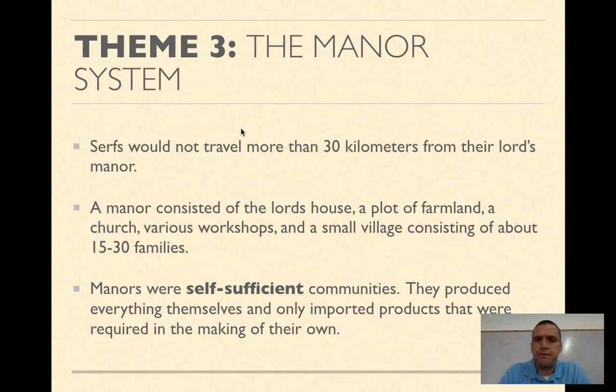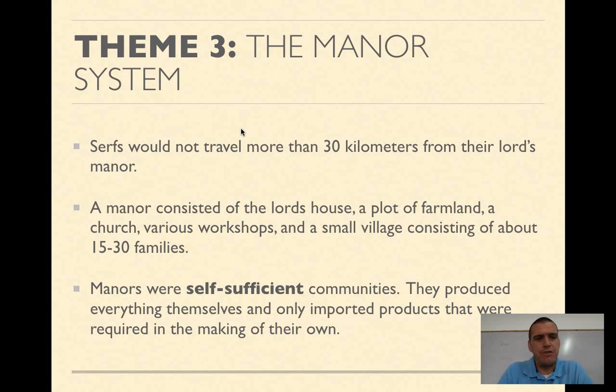A serf in his lifetime would never travel more than 30 kilometers from their lord's manor. So they were basically bound to the land. They would not go really anywhere. Your whole life as a serf would just be working the land of your vassal that you had pledged allegiance to.